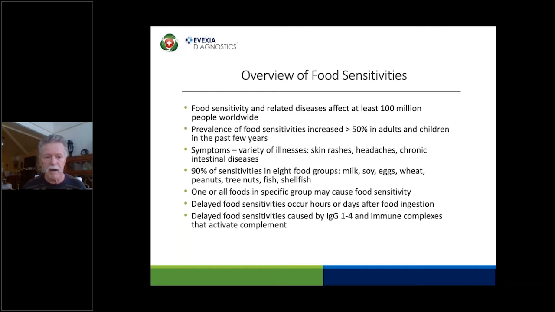The symptoms can be wide. So you have rashes, headache, chronic intestinal diseases, and things in between. Symptoms are generated from inflammation, and inflammation plays a role in a wide variety of diseases. 90% of the sensitivities occur in the so-called big eight food groups: milk, soy, eggs, wheat, peanuts, tree nuts, fish, and shellfish. Not surprisingly, those are the foods that are consumed the most and the most frequently. And then a good concept is one or all foods in a specific group may cause a food sensitivity. We'll go over that a little bit, whether foods have cross-reactivity or not. So we'll touch on that.